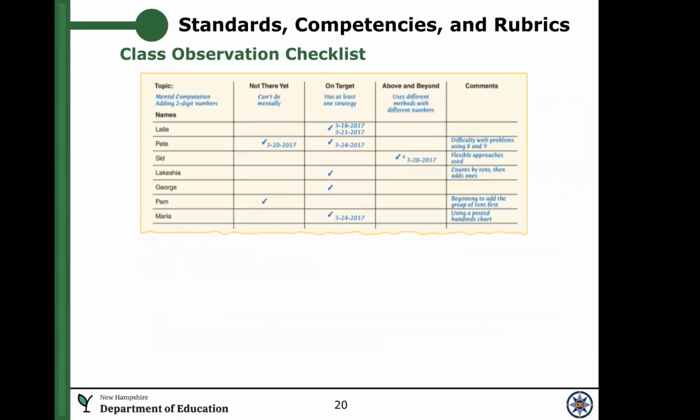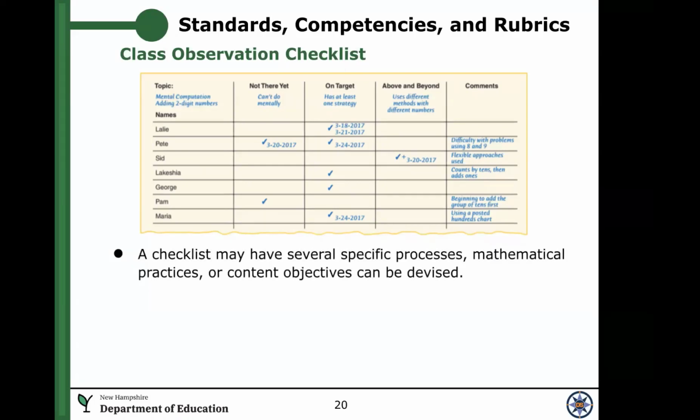This particular type of checklist is a classroom observation checklist. You can see along the left-hand side are all the names of students in a specific classroom. And then the blue is what you're actually observing. And so it may have different tasks or different processes or practices on a particular observation checklist. This one has mental computation adding 2-digit numbers. And then you can see that there is not yet there, on target, above and beyond, and then any comments.